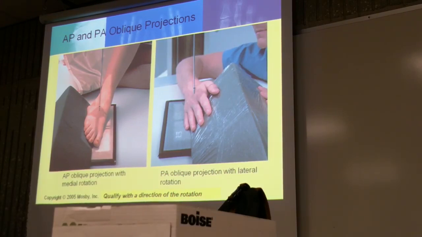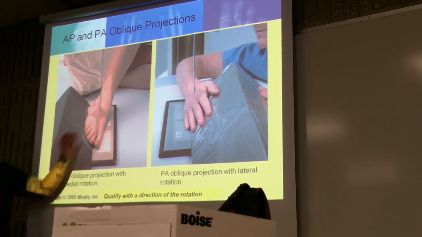Then we have an AP and PA oblique projection. First of all, let's talk about the projection here. The X-ray beam is entering which surface? The anterior or posterior surface? Anterior surface and exiting the posterior surface. So this is an AP projection.